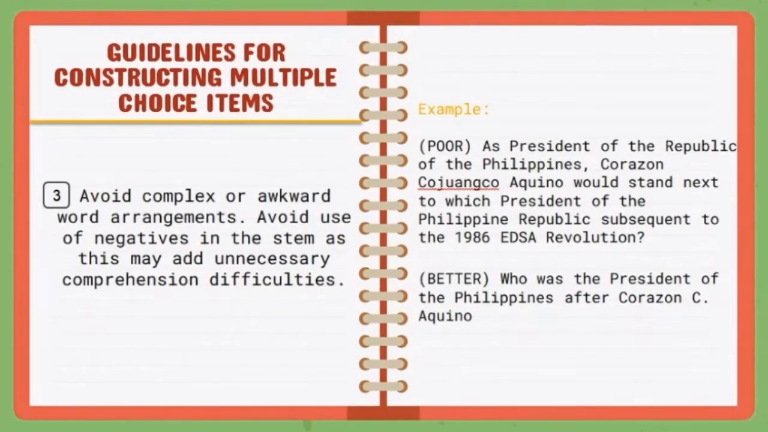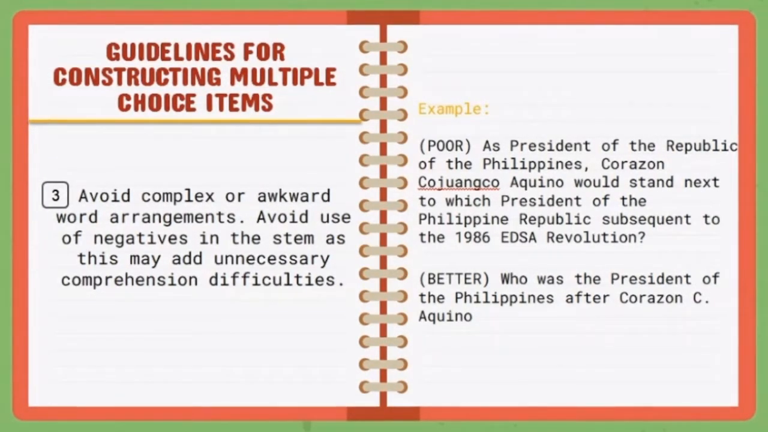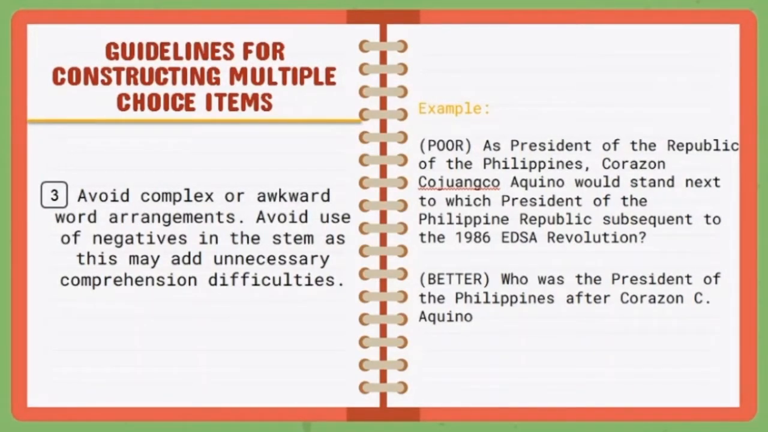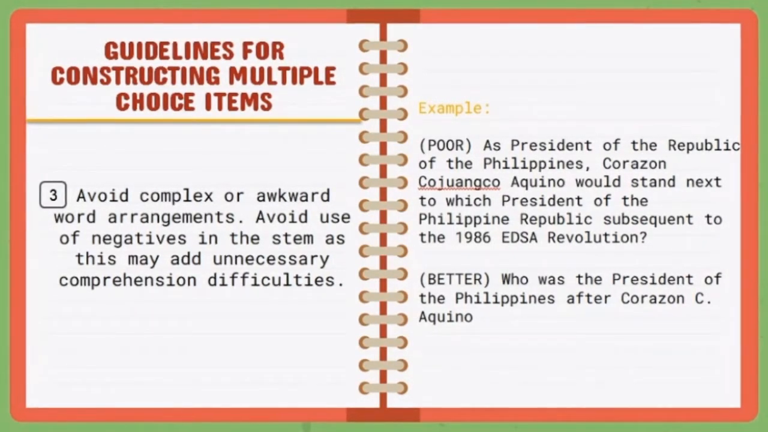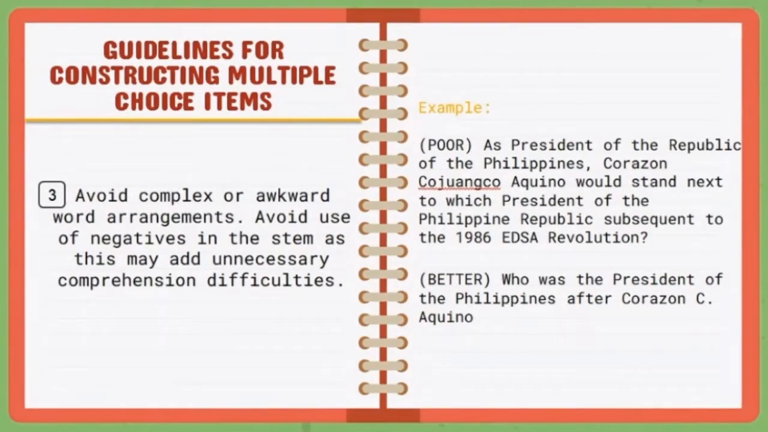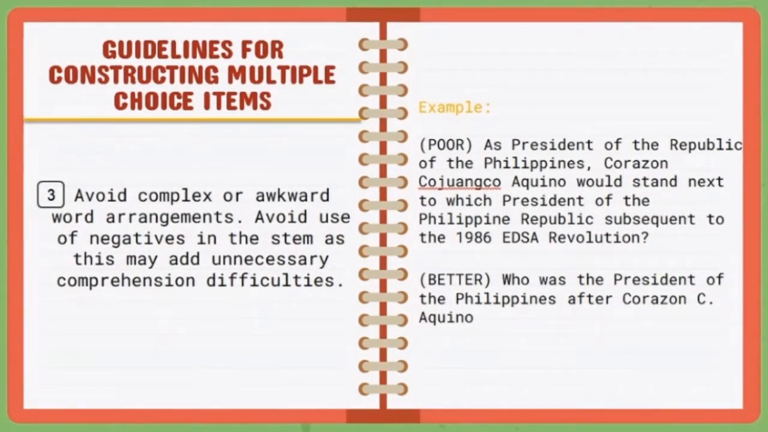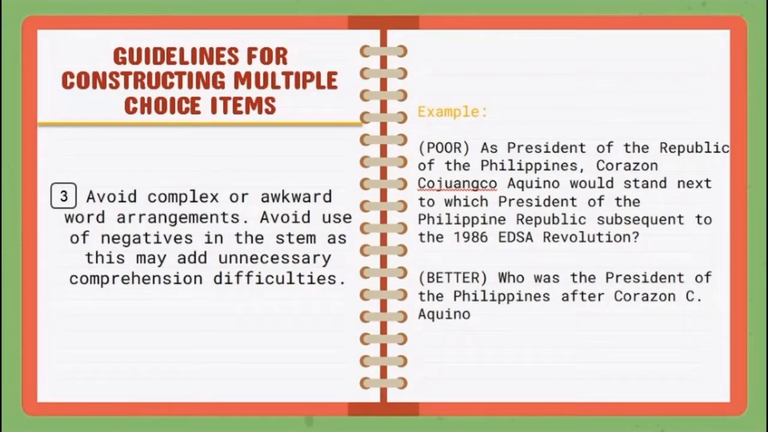For example, as President of the Republic of the Philippines, Corazon Cojuangco Aquino would stand next to which President of the Philippine Republic subsequent to the 1986 EDSA Revolution? In this example, the word arrangements are very complex or complicated and it became difficult to comprehend or to understand. It is much better to rewrite the question like this.